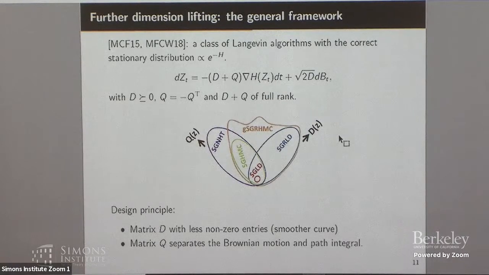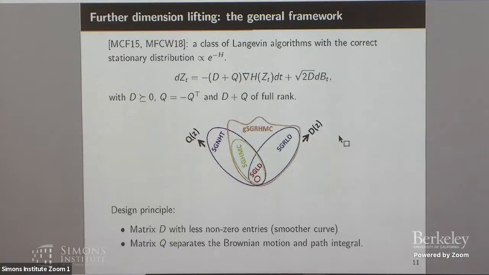So underdamped Langevin diffusion is not the only version of high order Langevin diffusion. There's a sequence of work by Yan, which gives a complete recipe of this kind of diffusion process that gives the correct stationary distribution. Essentially, underdamped Langevin augments your state space into 2D dimensional, but you can augment it into 3D dimensional, 4D dimensional. And as long as the matrix pair D and Q satisfy this assumption, it gives you the right stationary distribution.